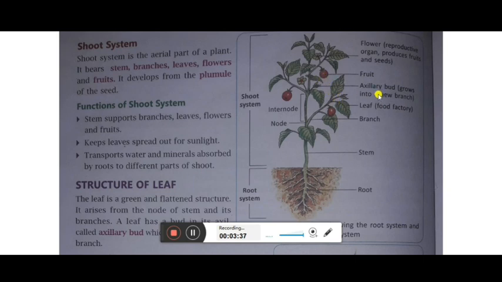Okay, so here you can see that the axillary bud is there, and the flower. Flower is present on the flowering plant, and afterwards it becomes a fruit. Then branches are there, stem is there. The node is that portion from where the branches arise, and the blank portion where nothing is there is called the internode. That means the space between two nodes is called the internode. And this is the root system.